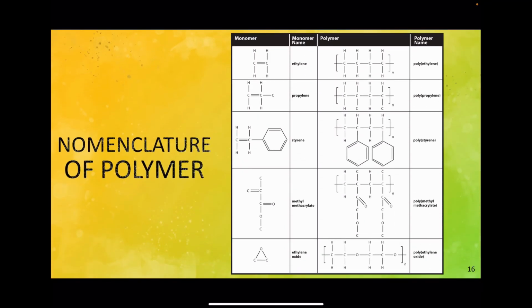We continue with the nomenclature of polymers. For the nomenclature of polymers, the naming of the polymer depends on the monomer of the compound. For example, ethylene, when it forms polymers, we can name the polymer polyethylene. Another example is propylene. When propylene forms polymers, it can be named polypropylene. Same as styrene. When styrene becomes a polymer, we can name the polymer that is produced polystyrene.